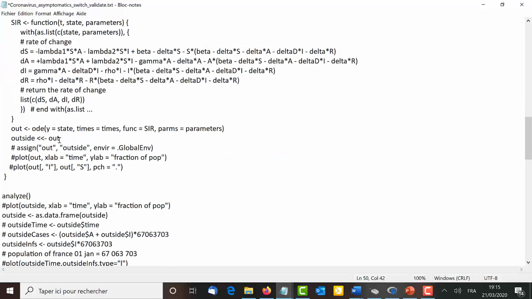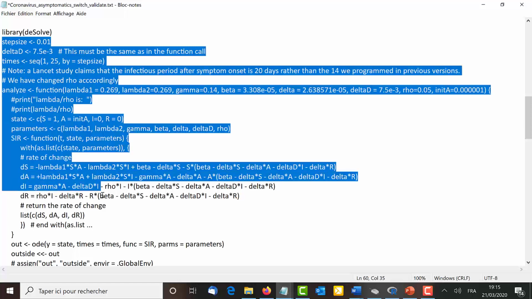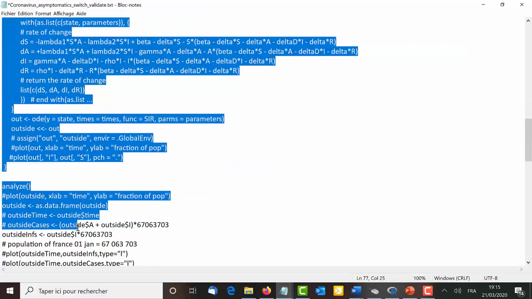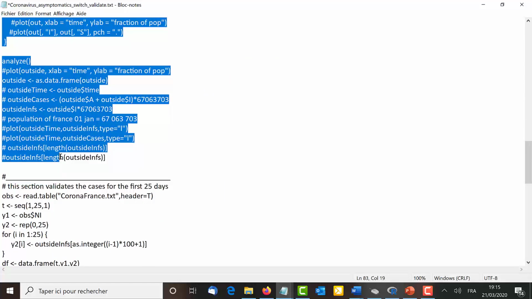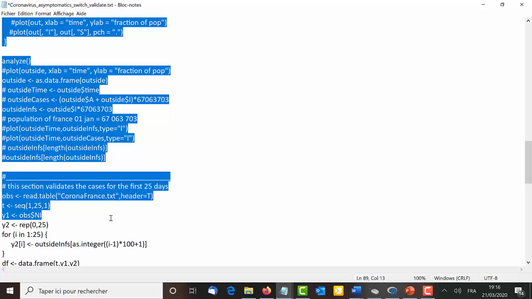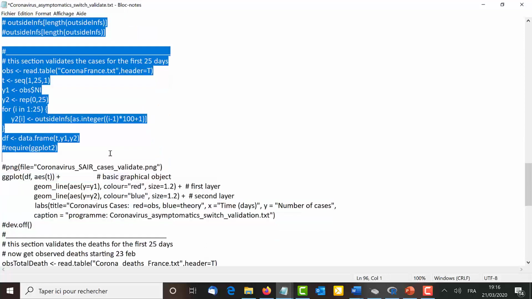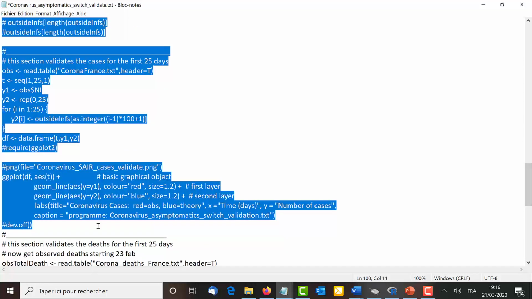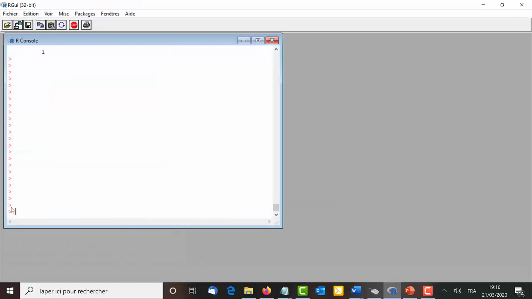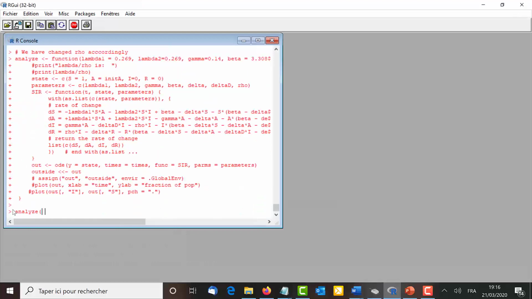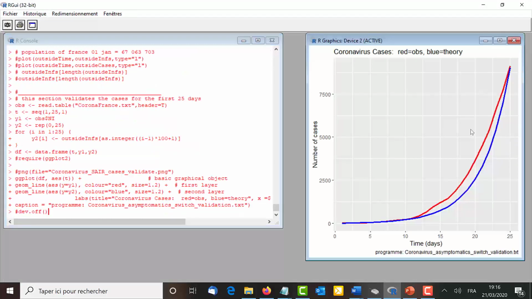If I start here and go down, this is the same program we've seen in the other videos. The model has been changed, but the approach is the same. So I've got all of my deaths up to day 25 of the coronavirus, and I can copy that and let me go over to R and paste it in. And what this gives me now are the number of cases. The red curve is the number of observed cases, and the blue curve is the number of predicted cases using our model.